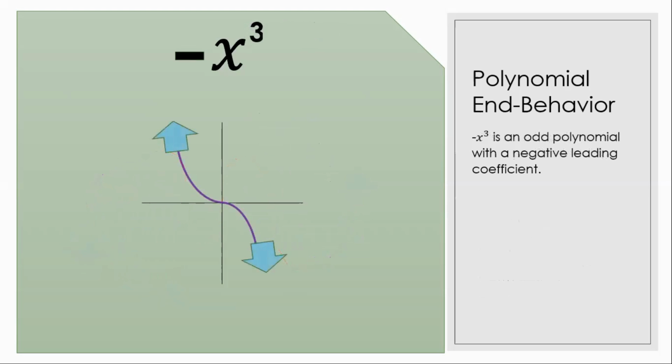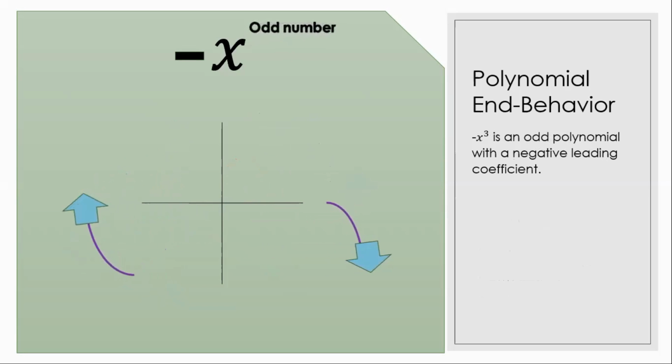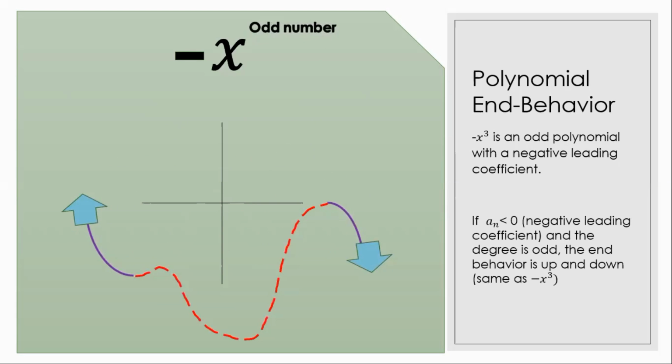Finally, our last case here is, well, what about negative x cubed? That's a polynomial with a negative leading coefficient that has an odd degree. Sure enough, any polynomial following this pattern, that is, having a negative leading coefficient and odd degree, will have end behavior up and down, the same as negative x cubed.